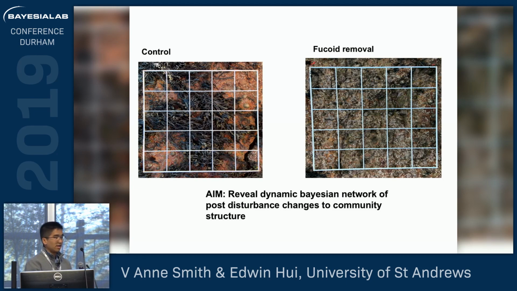over 15 days. And the original goal was to reveal a dynamic Bayesian network of post-disturbance changes to a community structure. But unfortunately, we could not actually work with a dynamic Bayesian network because, first of all, it was only 15 days. And what we found was that 15 days just wasn't enough for the community to reorganize itself after a disturbance. So we ended up sticking with static networks.